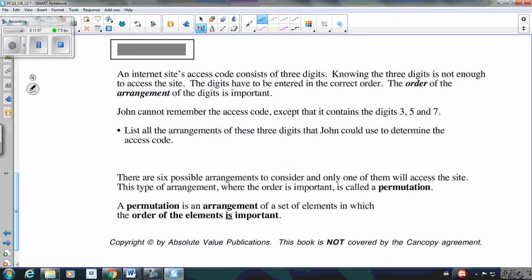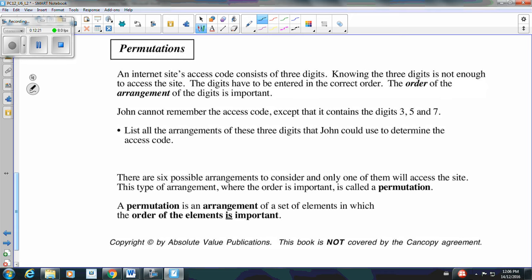So an internet site access code consists of 3 digits. Knowing the 3 digits is not enough to access the site. The digits have to be entered in the correct order. The order of the arrangements of the digits is important. John cannot remember the access code except that the digits are 3, 5, and 7. List all the arrangements of these 3 digits that John could use to determine the access code.